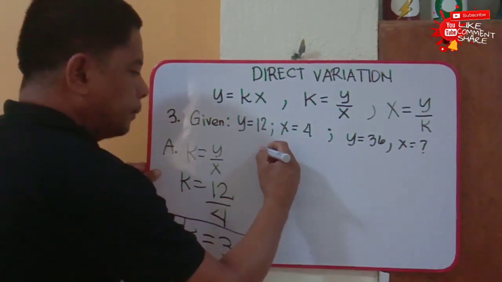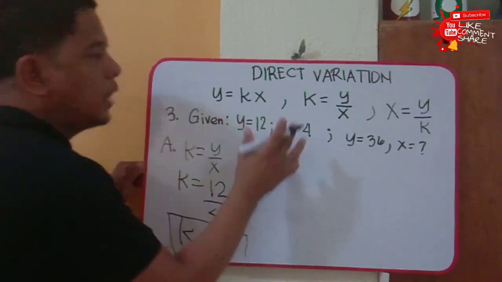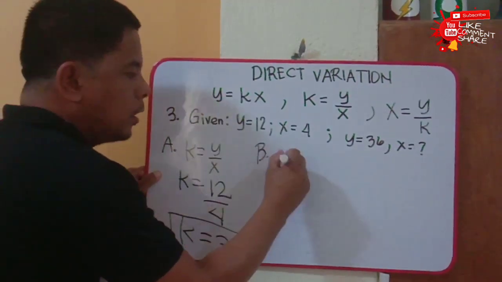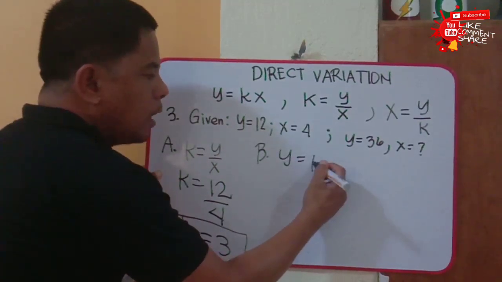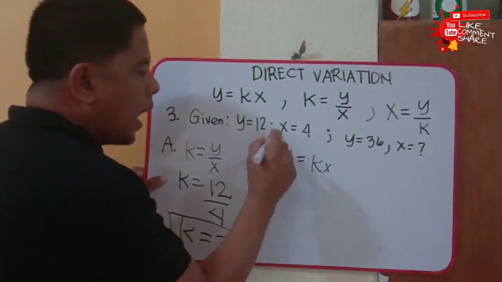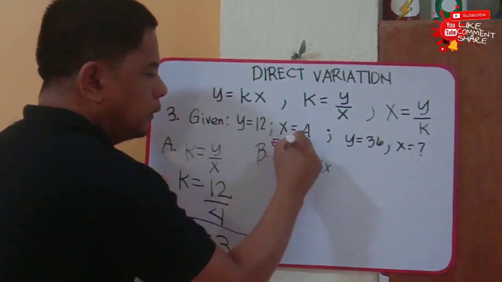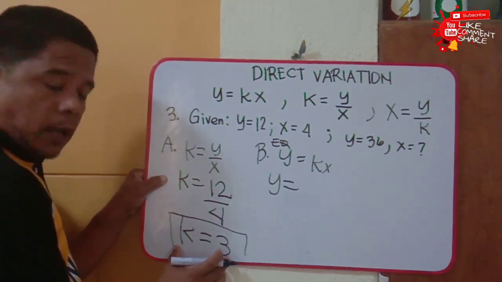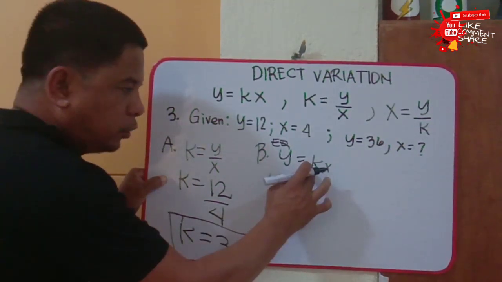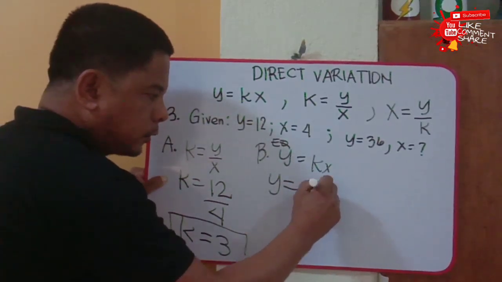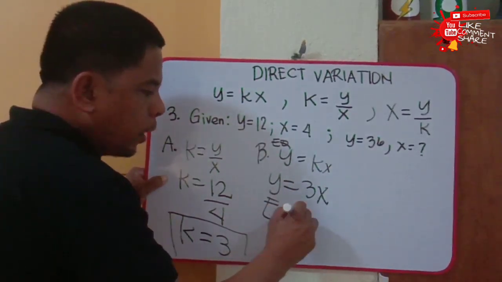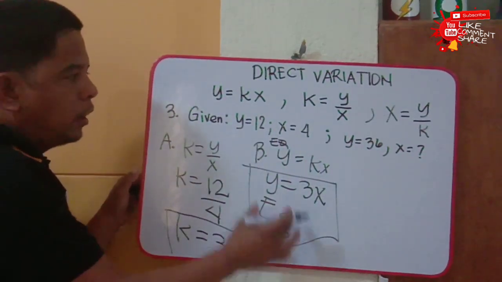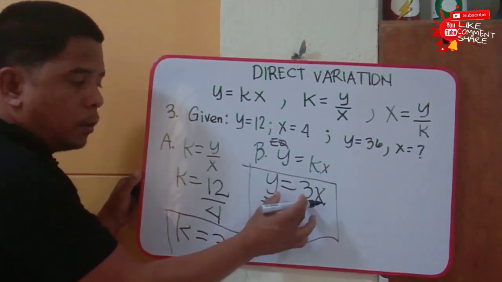Okay, letter B. What will be the equation of the variation? So, the formula is y equals kx. So, this is the equation. So, y equals, ano yung nakuha nating value ng constant? Constant is equal to 3. So, substitute k by 3, then x. So, this is our equation and the answer for letter B. The equation in this direct variation is y equals 3x.